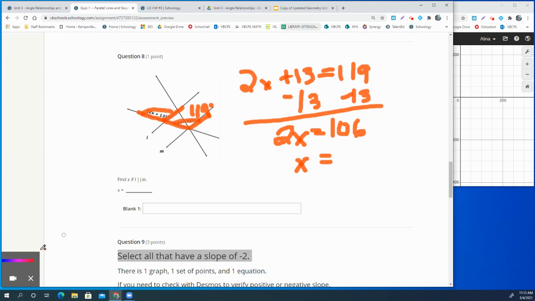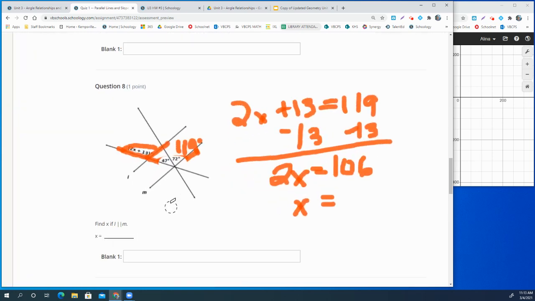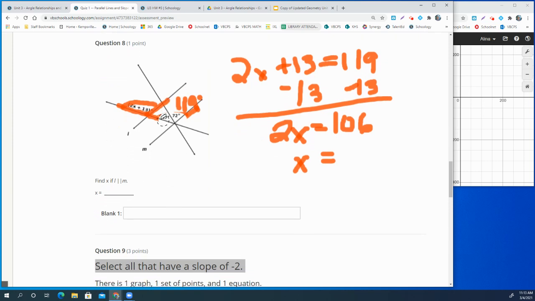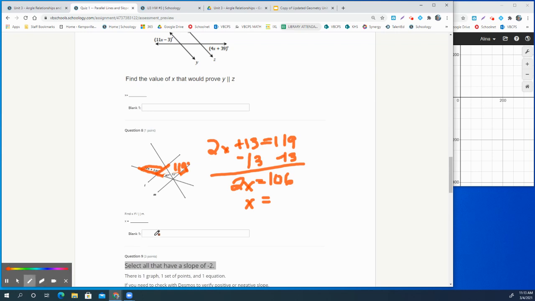The trick here is knowing that you can add those two angles together. So this sum right here is the tricky part. Adding these two things together to get the 119 and then setting this one angle equal to these two. Any questions about that? Kind of makes sense? Okay.